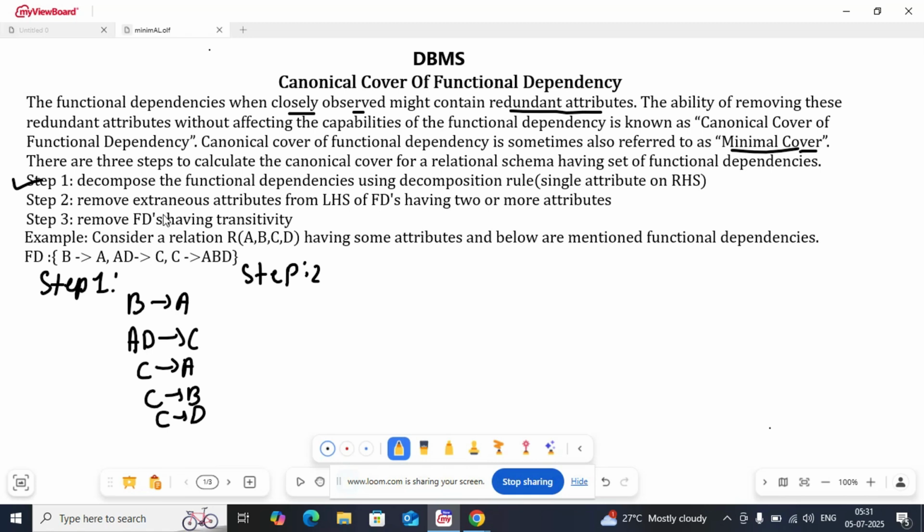In step 2, remove extraneous attributes. Now we will check the step 1 functional dependencies. On the left hand side, only AD has 2 attributes. So we will solve this one, AD. Let us find the closure of AD.